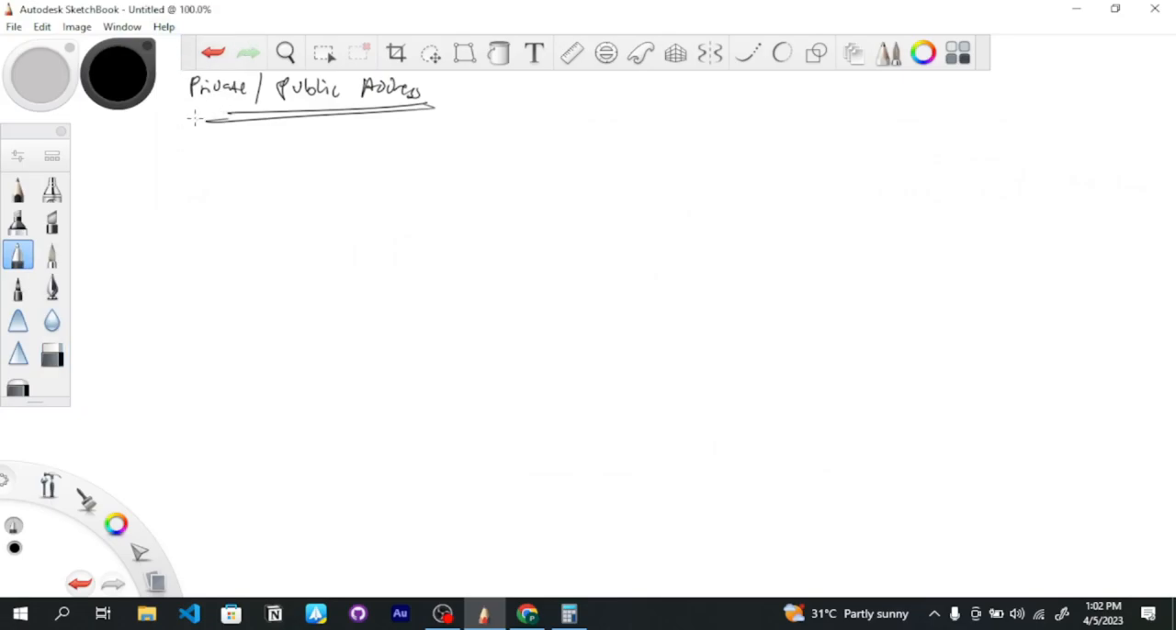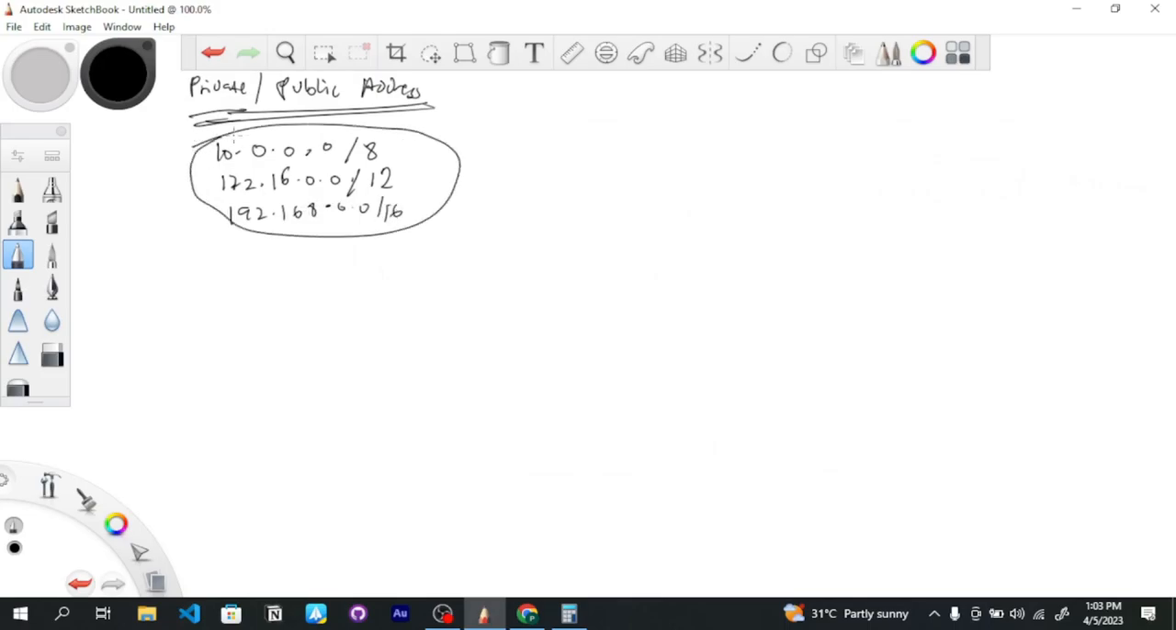Now, private IP addresses are IP addresses of a certain type, right? They are three: 10.0.0.0/8, and then 172.16.0.0/12, and then 192.168.0.0/16. So if you see any address of this type, they are private IP addresses.